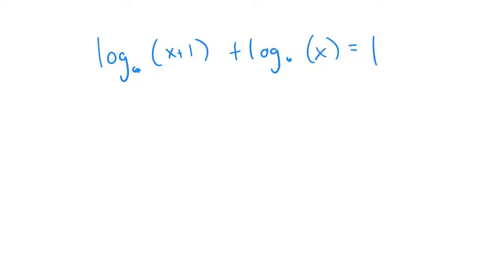Number 47 is a log equation. It says log base 6 of x plus 1, plus log base 6 of x, is equal to 1. So what's your question on this? Tell me. Where'd you get to? What'd you do first? I got the answer, but I didn't know.